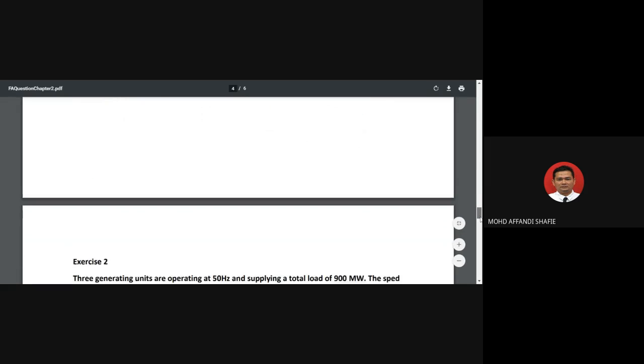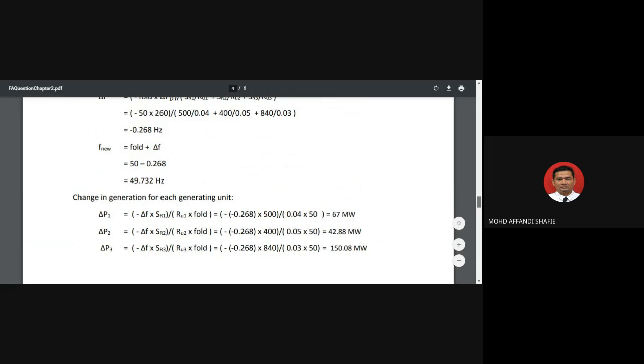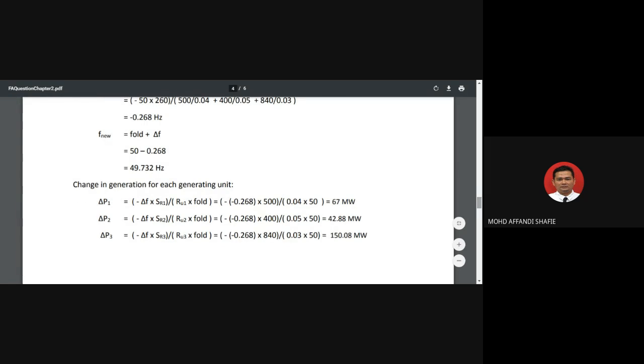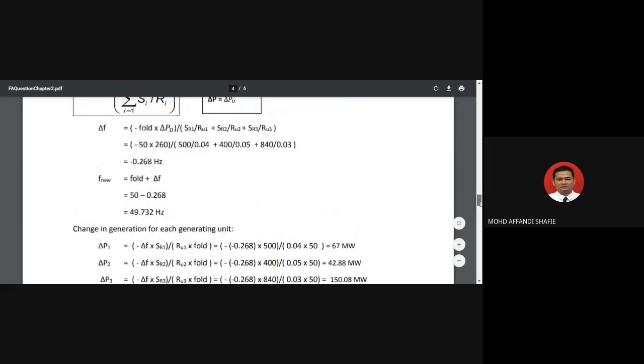And then you can get the new generation for each generator unit by just adding P1 all plus delta P1, P2 all plus delta P2, and P3 all plus delta P3, and then you get the new generation for each unit. This is the change, the change in generation, an increase of 67, 42.88, 150.08 for each unit here. This is its value here.